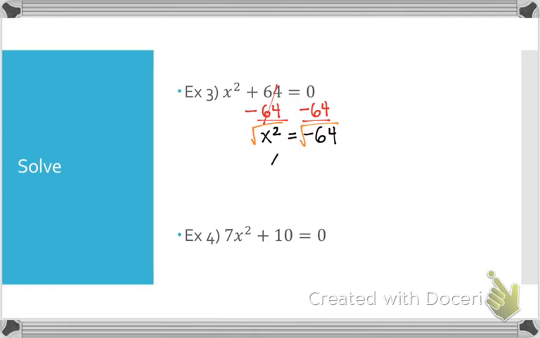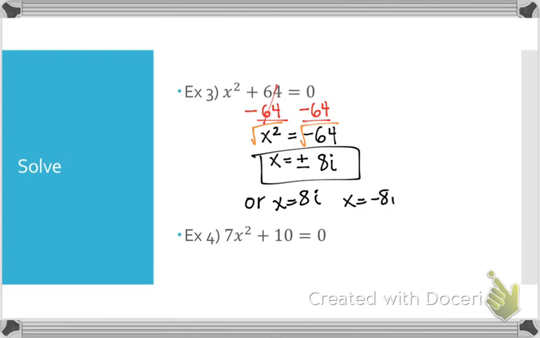So we get x is equal to plus or minus. Remember that it does create two solutions. The square root of negative 64 is going to equal plus or minus the square root of 64, which is 8, and since we have a negative, it's going to be 8i. Or we can say x is equal to positive 8i, or x is equal to negative 8i. So that's two ways of getting that same solution.